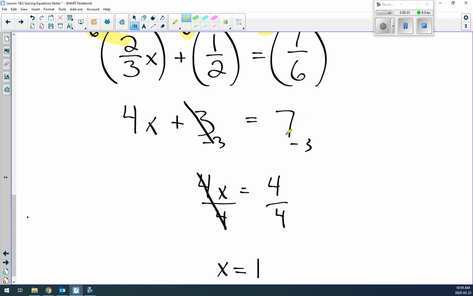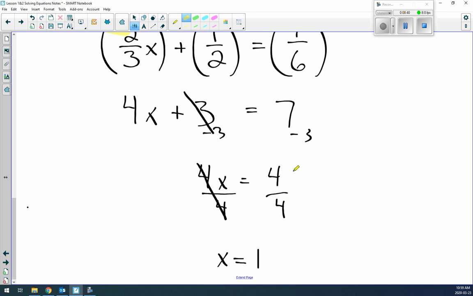Now, this is a basic question. How do you get rid of the 3? Well, it's positive 3, so subtract 3 from both sides. These cancel out here. We end up with 4x equals 4, and x needs to be by itself again. 4 is attached to it by multiplication, so we divide both sides by 4. 4 divided by 4 is 1. Hey, can you check your answer? Yeah, plug it back into the original equation and see if the left side equals the right side.